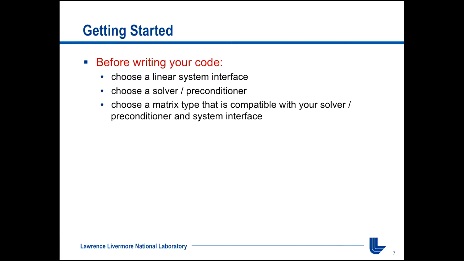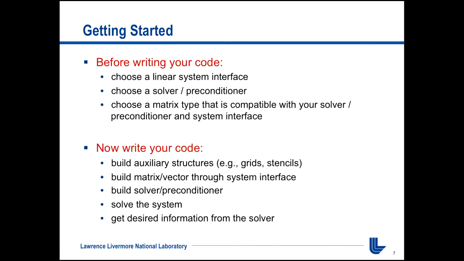Once these decisions are made, the steps at the highest level are like this. You may need to build some auxiliary structures. I'll show you how to build grids and stencils in one of the interfaces where those are needed. Then you build the linear system: the matrix and the right-hand side vector. Then you build the solver and preconditioner, solve the system, and get the information out at the end. Those are the main steps to use the code.